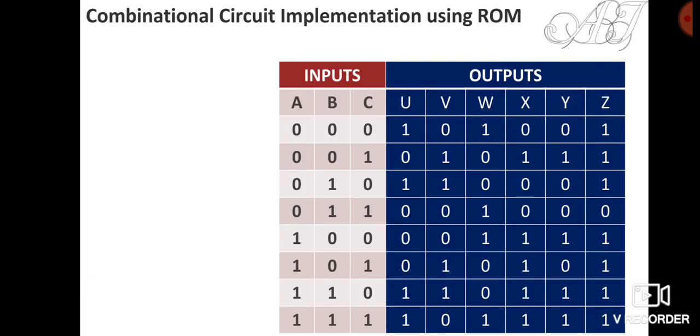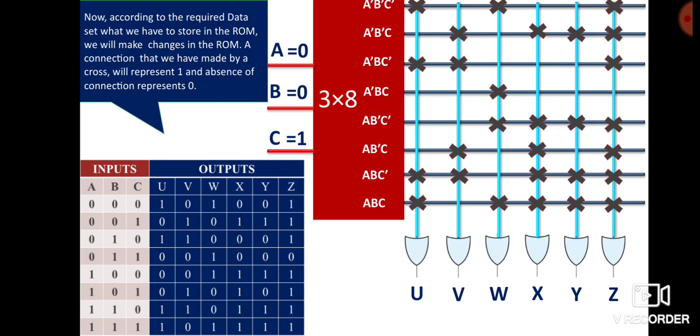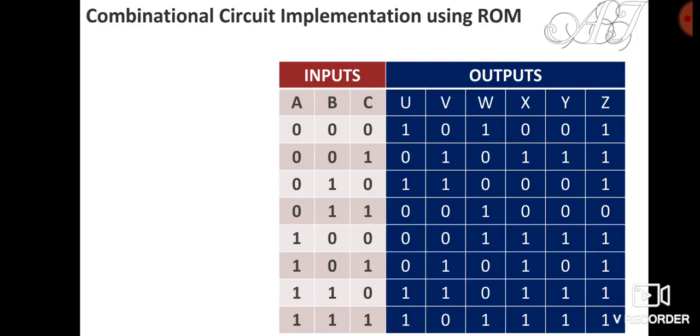Okay, so now once we have completed that, we are heading toward the combinational circuit implementation using ROM. That was the explanation of ROM, and we have seen how we can store information in the ROM, how it was programmed and how it will be accessed. Now here we are going to see how we can realize certain combinational circuits using ROM.